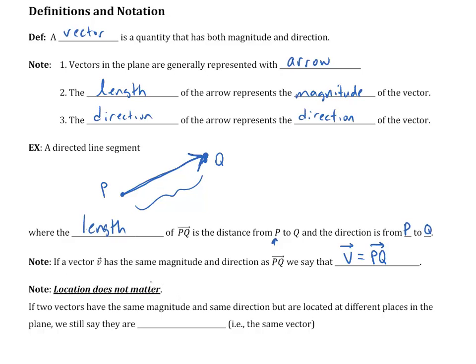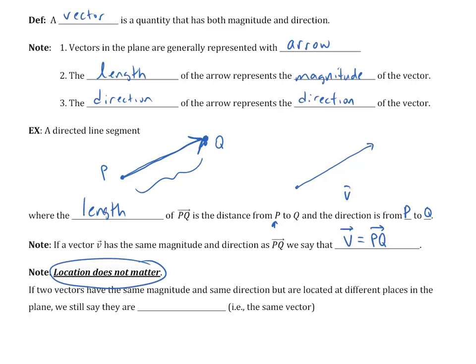Note, and this is very important, the location in the plane doesn't matter. If I were to draw a vector over here and call it V, I didn't label any points, I just said there is a vector of that length and that direction. Since these two have the same length and same direction, then we say they are the same vector. If two vectors have the same direction, the same magnitude, but are located in different places in the plane, we say they are still equivalent, meaning they are the same vector, mathematically speaking.